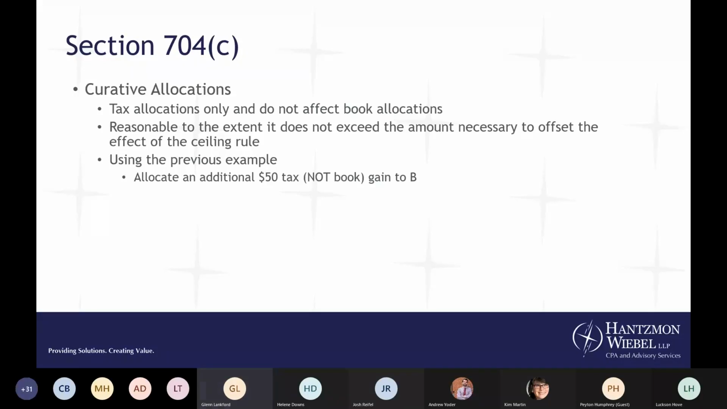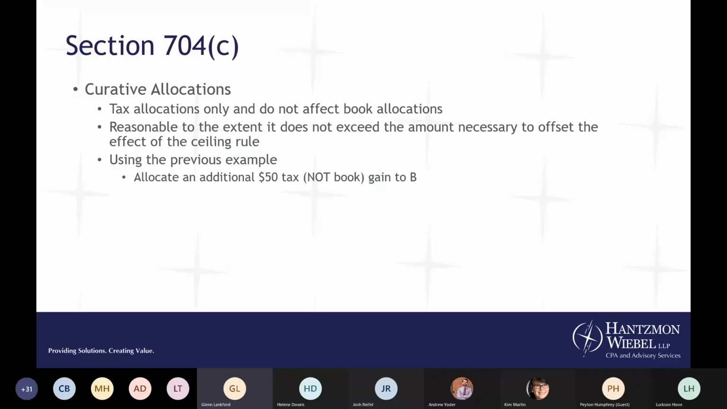Let's say that, aside from selling land, there's actually a trade or business in this partnership, and this trade or business generates gross income. You could actually allocate income, even gross income, to partner B in order to bring them in line, basically allocating it away from partner A to partner B. And you're not allocating something that doesn't exist because you do have gross income. You're just reallocating that gross income between partner A and partner B to even things up.